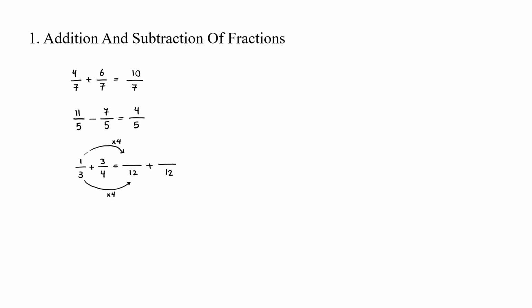So 1 times 4 is 4. Now, 4 is times by 3, and 3 should also multiply by 3. We get 3 times 3 equals 9. So the final answer is 4 plus 9 equals 13 over 12.